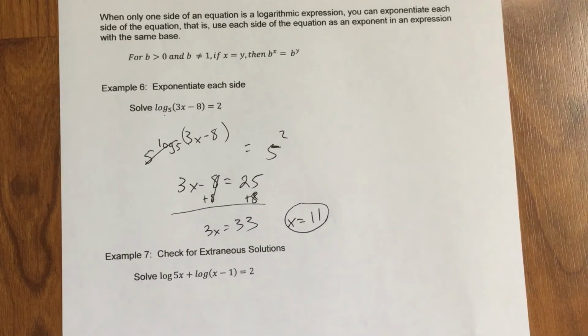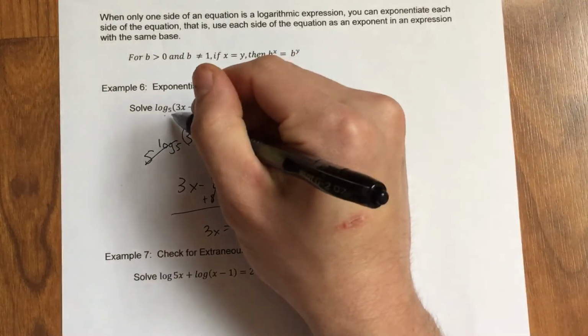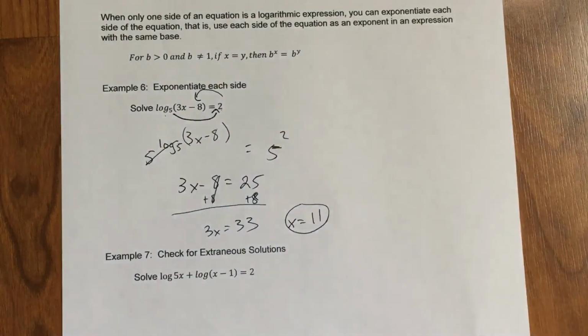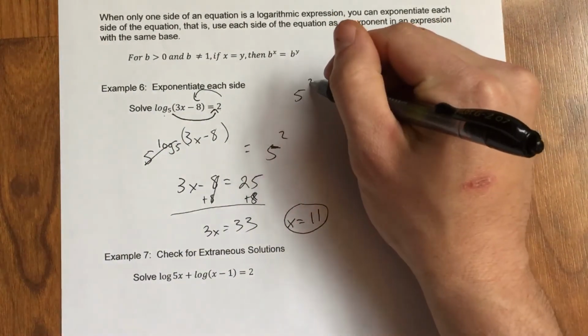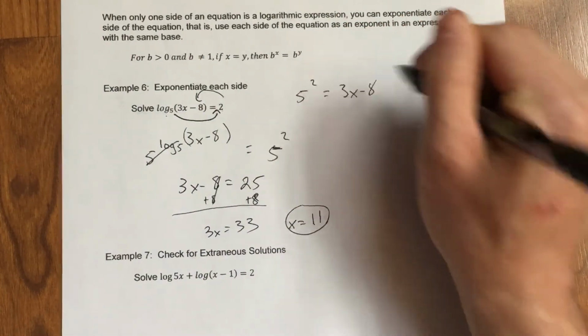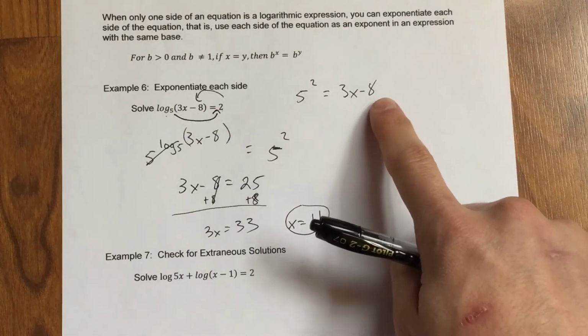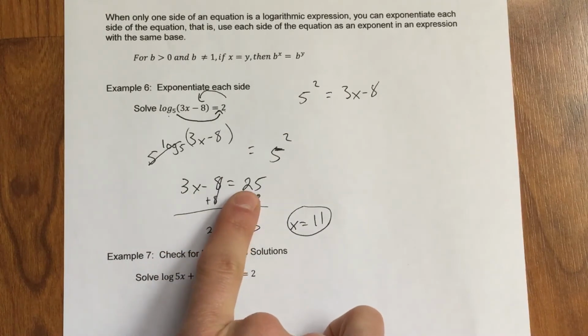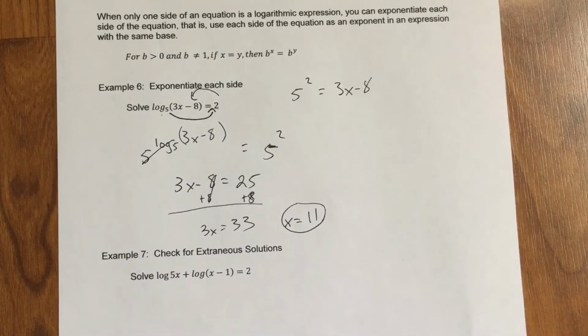Now, another way of visualizing what I just did in that problem is to think about how you did the rewriting of logarithms in our earlier section. We used to do 5 to the second power equals 3x minus 8. Well, that's eventually what I got in this equation, right? That's what I got on this line right here. I just did the 5 squared and I changed it into a 25. Using the exponentiating property or rewriting your logarithms into exponential form is really the same thing. It's just a different way of expressing that idea.